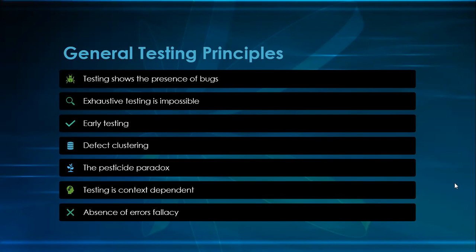Defect clustering. What does that mean? Defect clustering is where defects are packed, where they are clustered. Those are the general principles of testing. Then we've got the pesticide paradox.